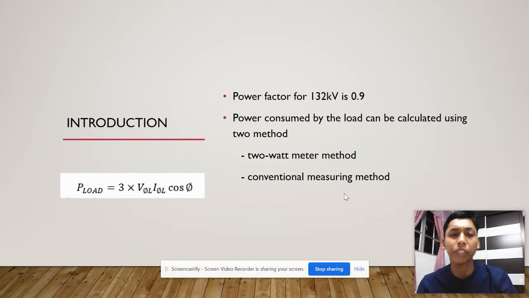Next, we should know the power factor. The power factor for 132 kilovolt is 0.9. The power consumed by the load can be calculated using two methods, which is the two wattmeter method and the conventional measuring method. In the slide, you can see there is one formula, and this formula is for the conventional measuring method. P load equals 3 times VPL times IPL times cos theta. So with this formula, you can calculate the conventional measuring method.